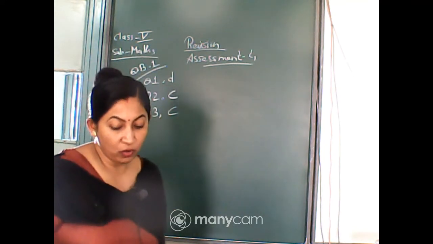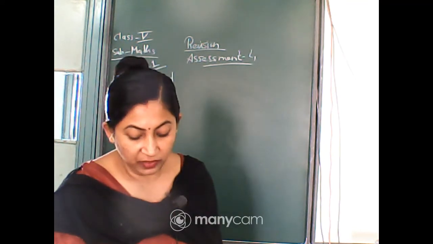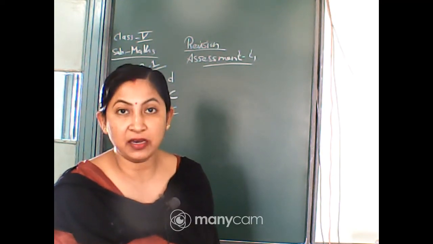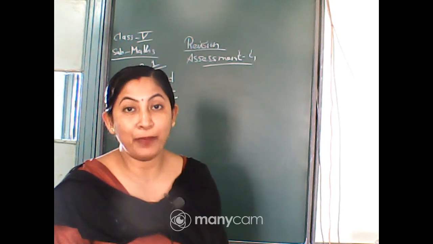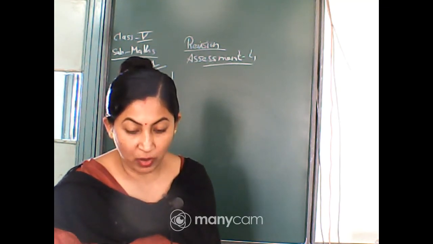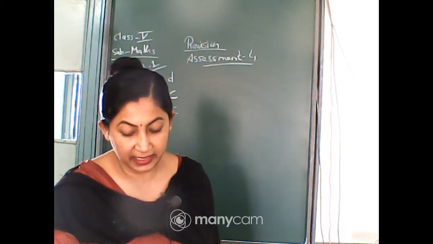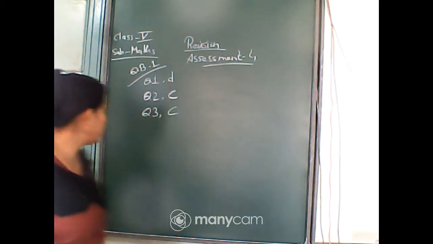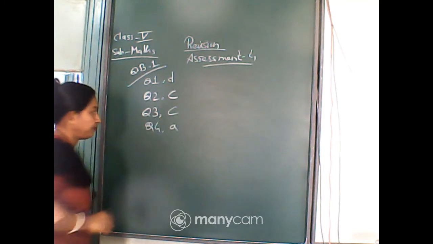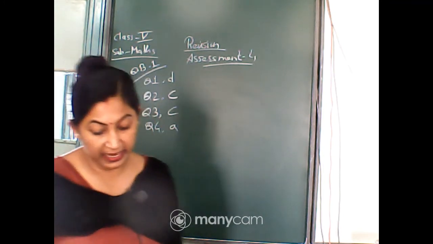Now see, for question number 4, which of the following types of brackets is simplified first? Now you have to tell which brackets are simplified: bar, round bracket, curly bracket, or square bracket. Exactly, it is bar. So for question number 4, option number A is correct.